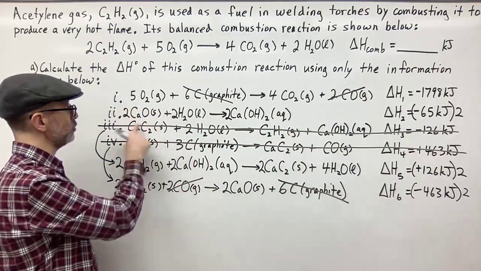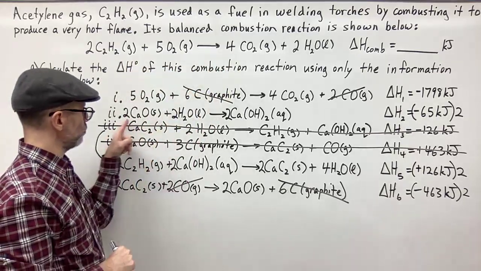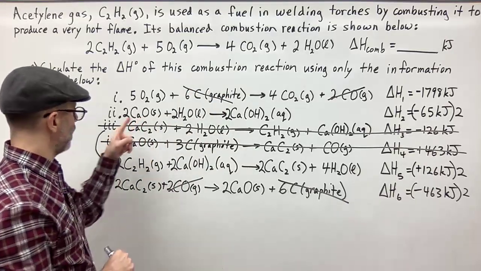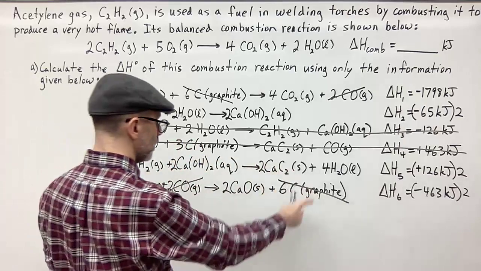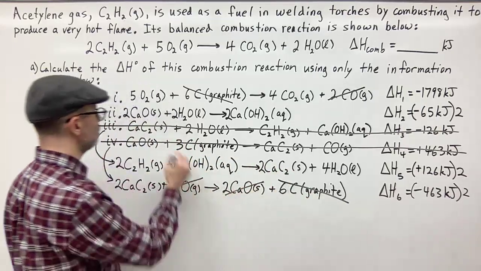Calcium oxide, I have 2 of them. That's not in my resulting equation, so this is on the reactant side. I need 2 calcium oxide on the product side. Here I have 2 calcium oxide on the product side, so that's going to cancel out.